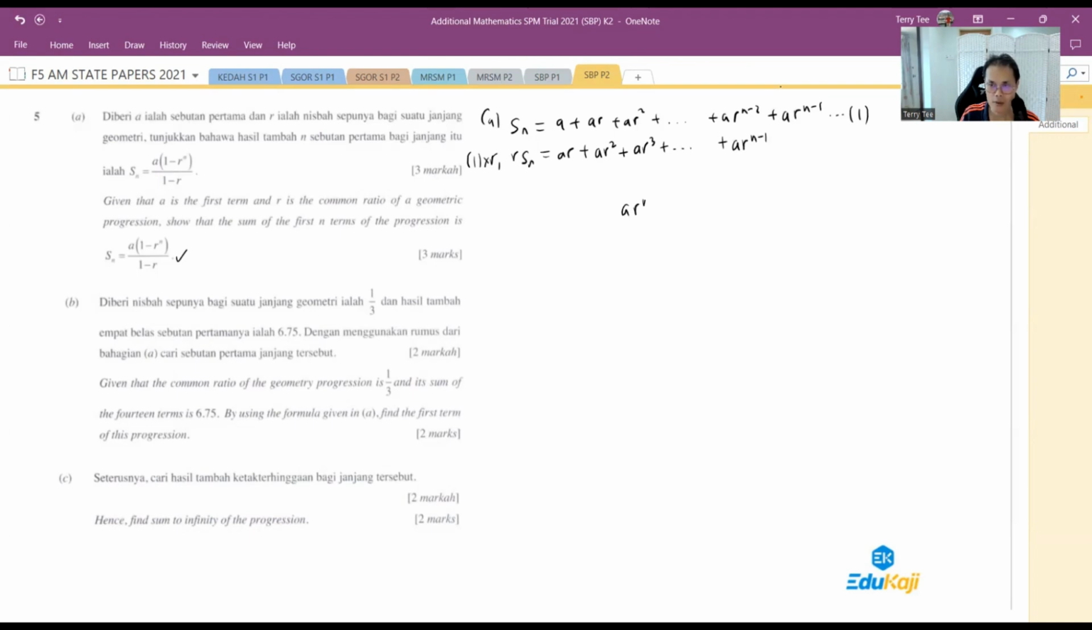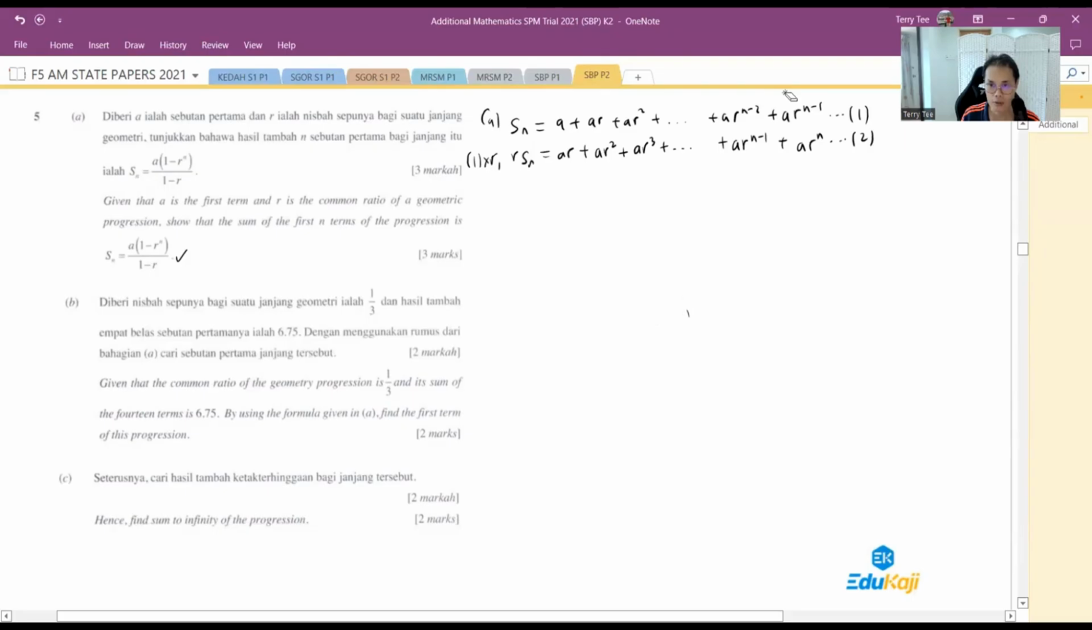Now, how do you get n minus 1? This is n minus 2, right? If you multiply by R power 1, it is n minus 2 plus 1, which gives us n minus 1. And of course, the last term: if you have R power n minus 1 and multiply by R power 1, you get n minus 1 plus 1, which is R power n. Yeah, AR power n. All right, I've got the second equation.